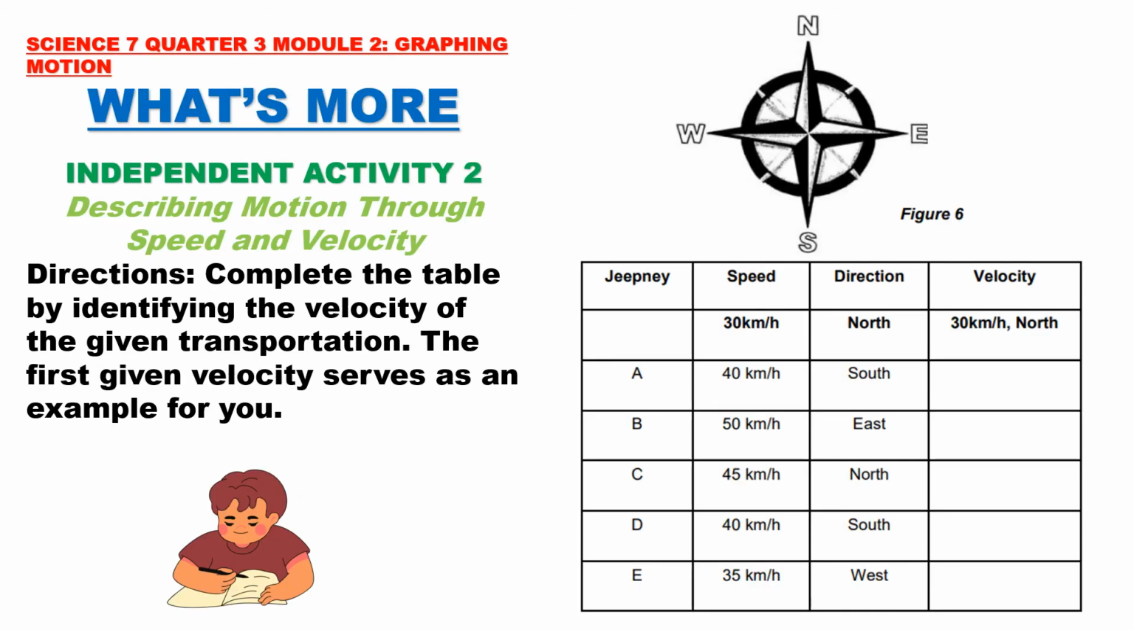Susunod, independent activity 2, describing motion through speed and velocity. Complete the table by identifying the velocity of the given transportation. The first given velocity serves as an example for you. Speed 30 kilometers per hour, direction north. So, pag pinagsama natin yan, ang velocity ng object natin ay 30 kilometers per hour north. Okay, so ganun lang din ang gagawin nyo sa letter A hanggang letter E. Pagsasamahin nyo lang yung speed and direction.